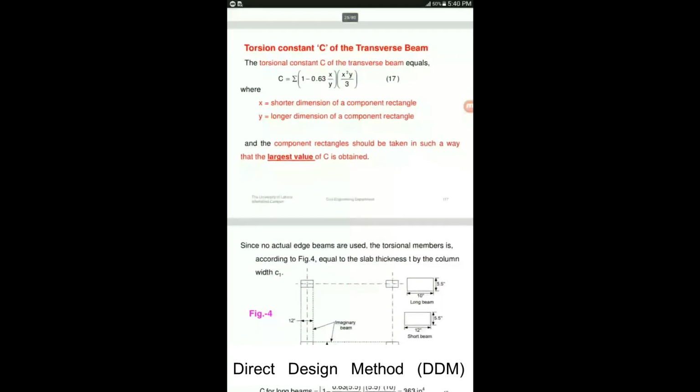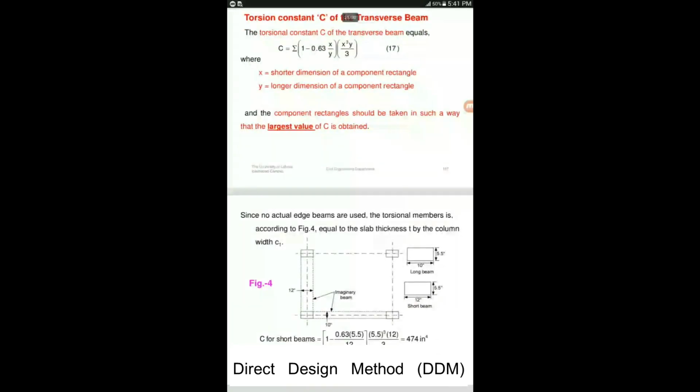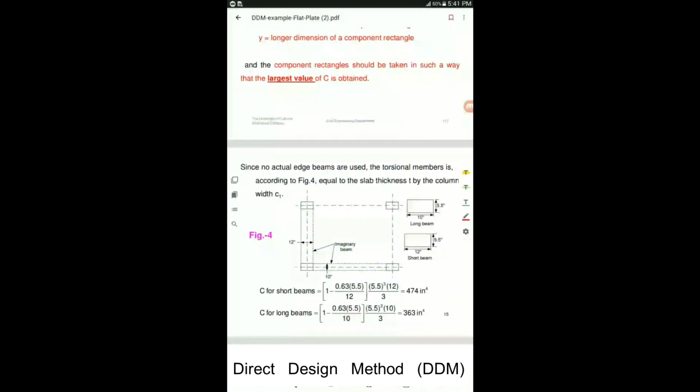The difference here is that previously you had beams running in long and short directions, so you were able to calculate the torsional constant for those edge beams. But now, in this particular numerical of flat plate slab system, we don't have any edge beams, so the code says even if you don't have an edge beam, you have to assume a beam. So you are going to construct lines parallel to the edges of your column, and these will serve as imaginary beams.